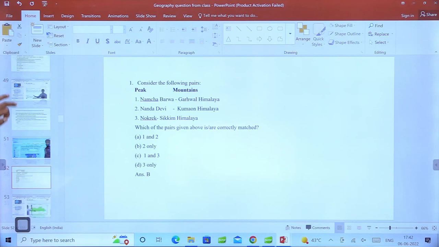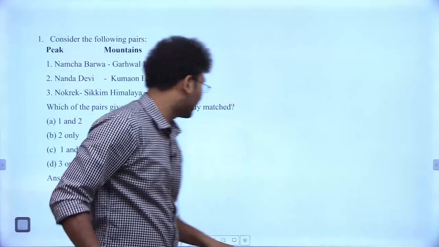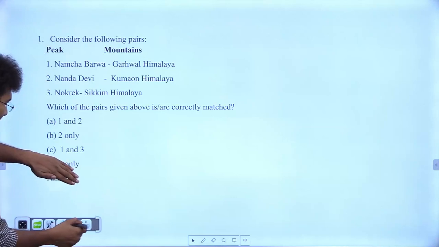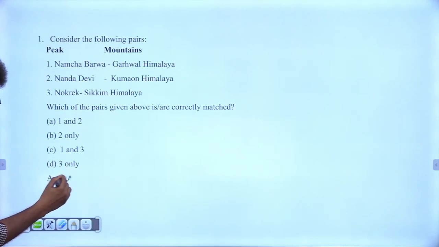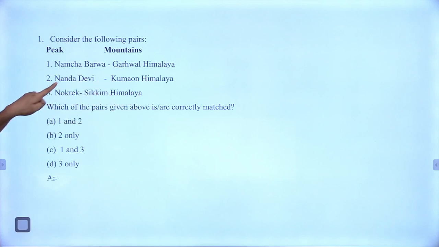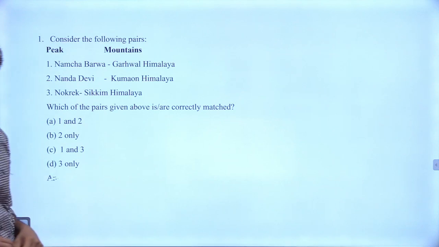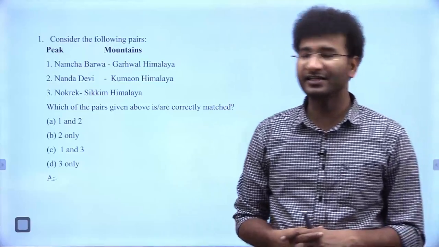Let me show you another question here. We have already dealt with this question, so I would expect you to answer it again, because we have done this in a different way as well. Match Namcha Barwa with Garhwal Himalayas. Nanda Devi is present in Kumaon Himalayas. Nokrek is present in Sikkim Himalayas. Please answer the question. Vittal says 2 only. Seishu says B only. The answer is B.